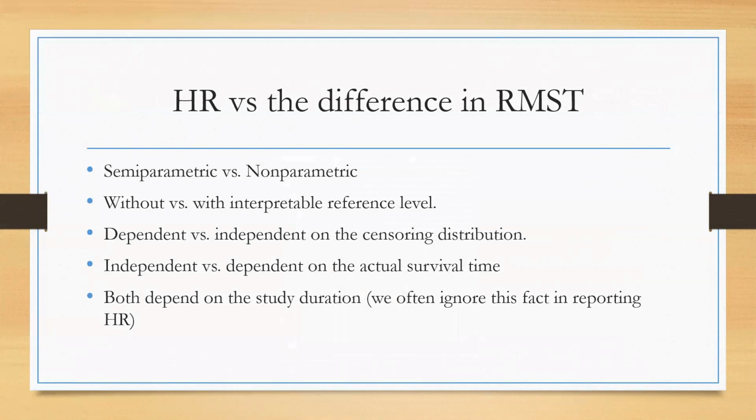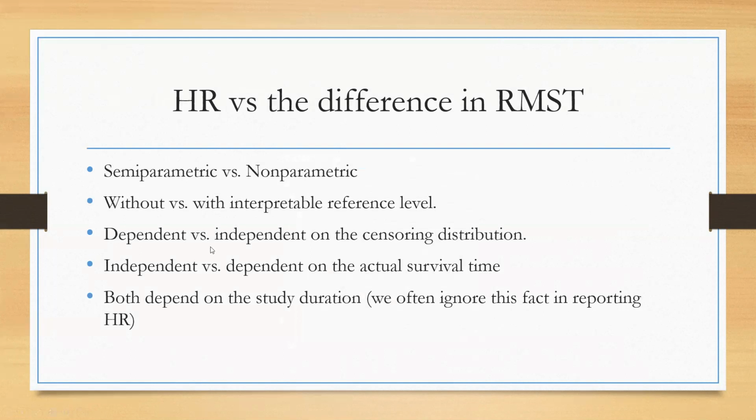So here is a very simple summary about what we have talked about so far, for comparison between the hazard ratio versus the difference in RMST. The hazard ratio is semi-parametric because it assumes the ratio of two hazard functions is a constant, although it leaves the hazard function itself completely unspecified, right? But the difference in RMST is completely non-parametric. We do not have any constraints whatsoever about the shapes or the relationship between two survival curves. We can estimate their difference non-parametrically.